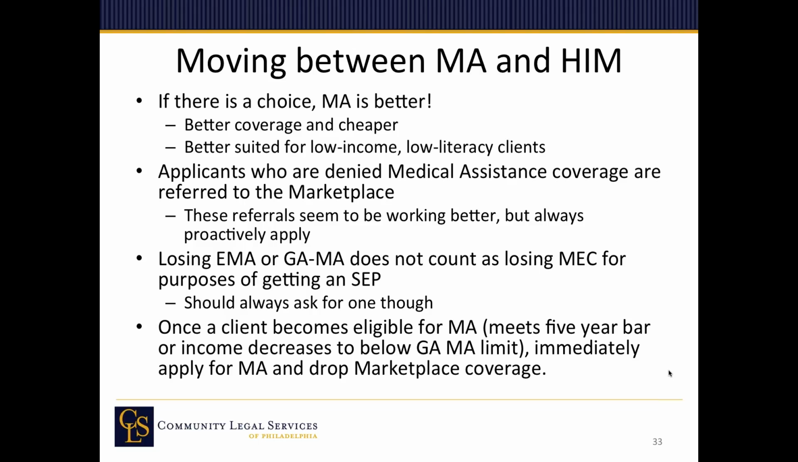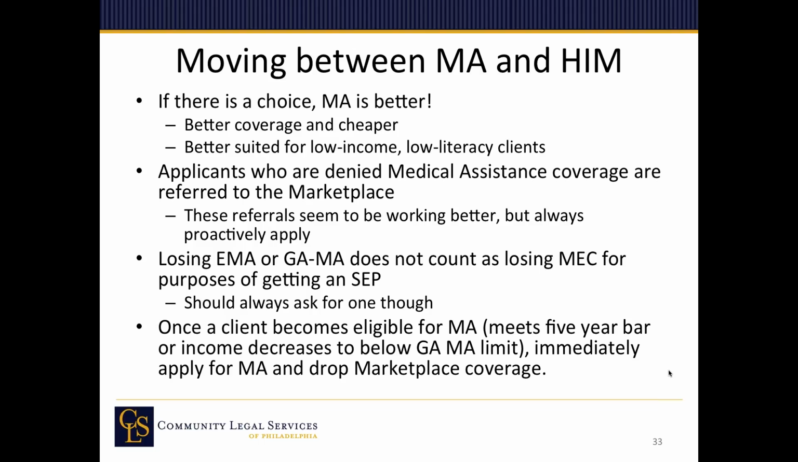Applicants who are denied medical assistance coverage are referred to the marketplace, as we all know. These referrals seem to be working a little bit better than they did before, but we still encourage people to proactively apply, so go ahead and submit your medical assistance application separately from the marketplace referral.